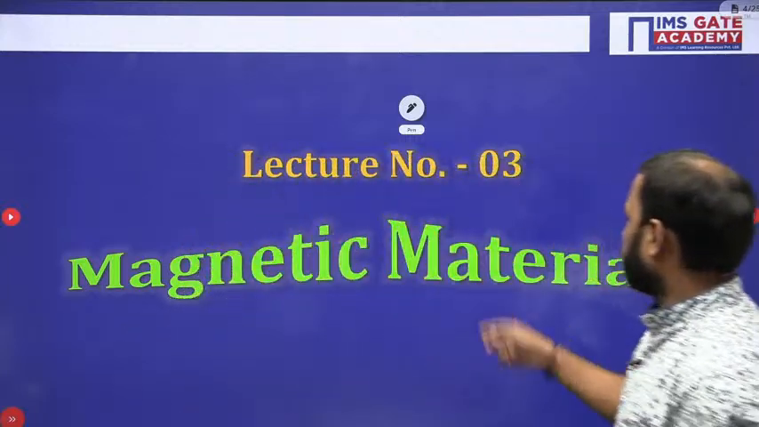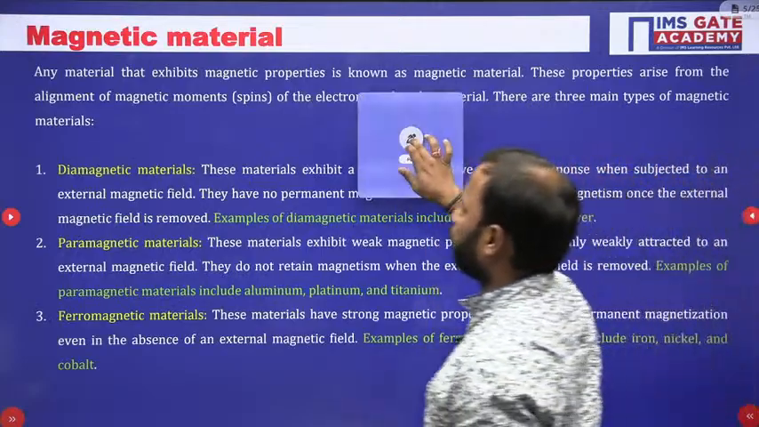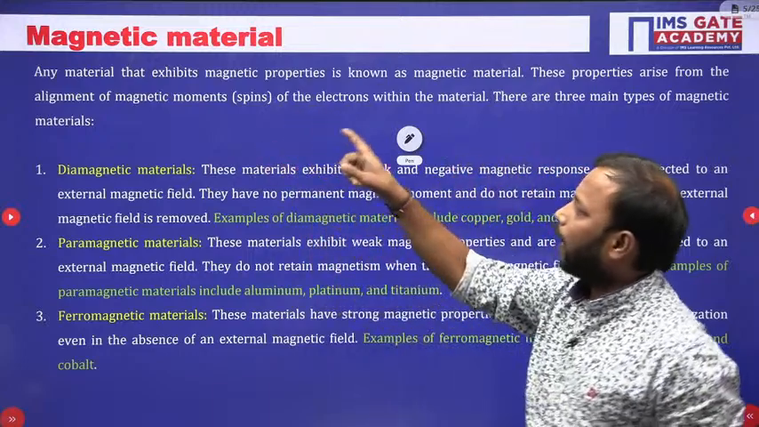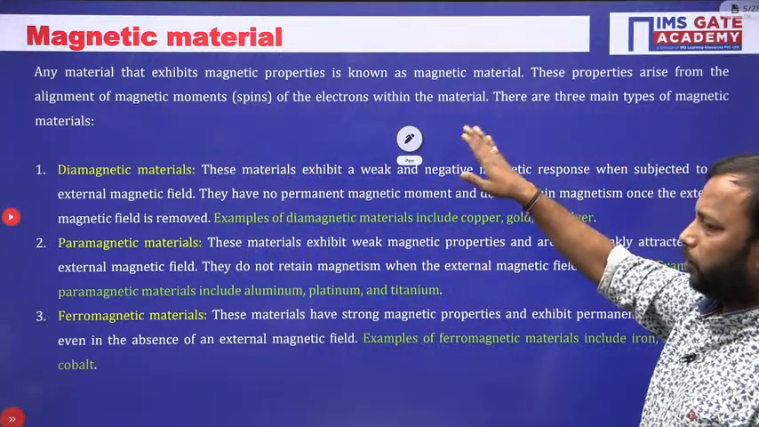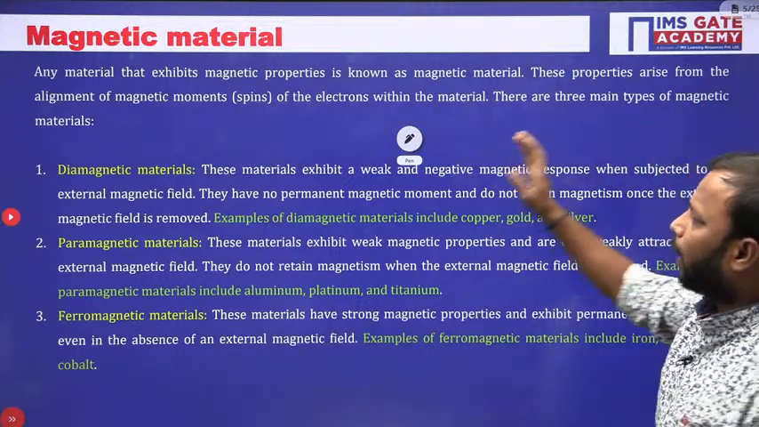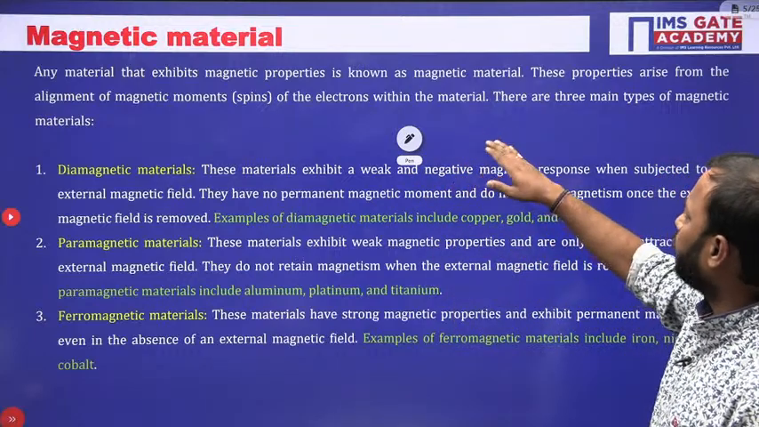Okay, so this is lecture number 3, magnetic material. All right, so here is some theory. So what about magnetic material? Any material which exhibits magnetic property is known as magnetic material. These properties arise from the alignment of the magnetic moment, that is, the spin of the electron within the material.